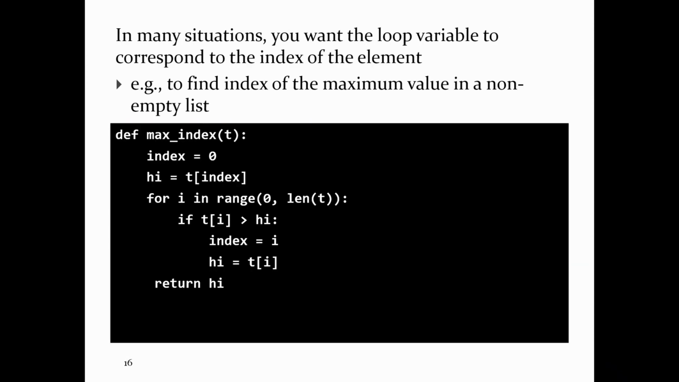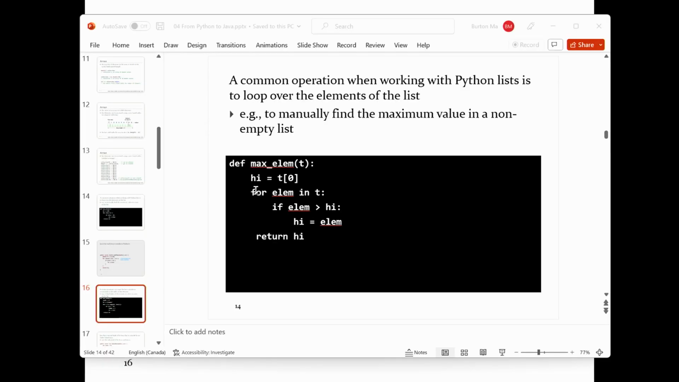In many cases, you want the loop variable to correspond to the index of an element. You were also taught how to do a loop in Python that basically counts, in this case from 0 to the length of t minus 1. So here I'm going to assume this one is going to return, oh, this is still returning the maximum. Sorry, this one returns the maximum index. def max. Sorry, my mistake.